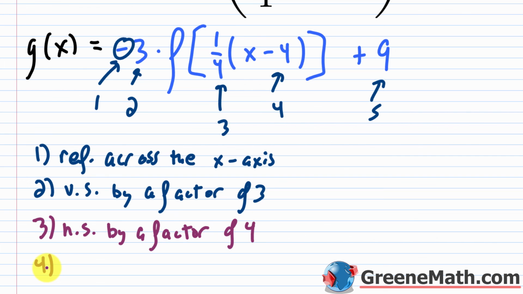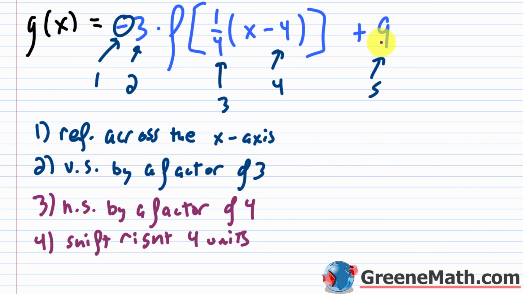All right, then for the fourth thing, again, you're going to go on the inside of the parentheses here. You have this -4. How do I undo that? I want to add 4. That's going to shift me to the right by 4 units. So we want to shift right 4 units. The last thing here, you have this +9. Again, this is on the outside. This is very straightforward. That's just going to shift me up by 9 units. So let's say we're going to shift up 9 units.